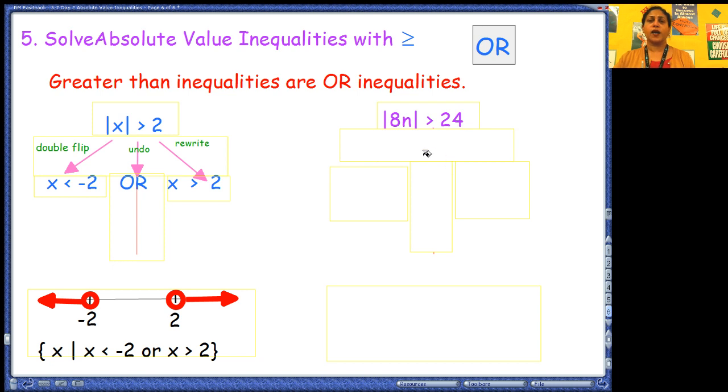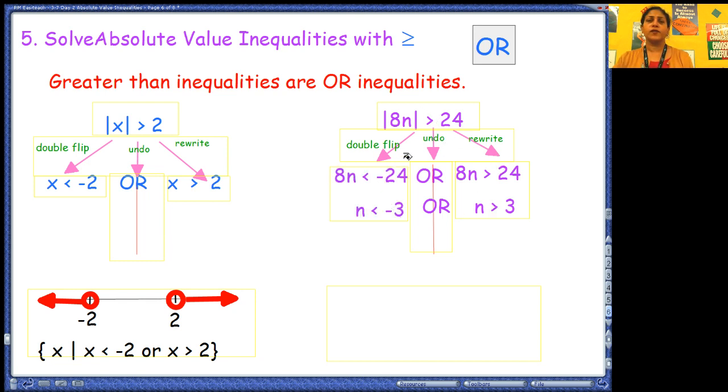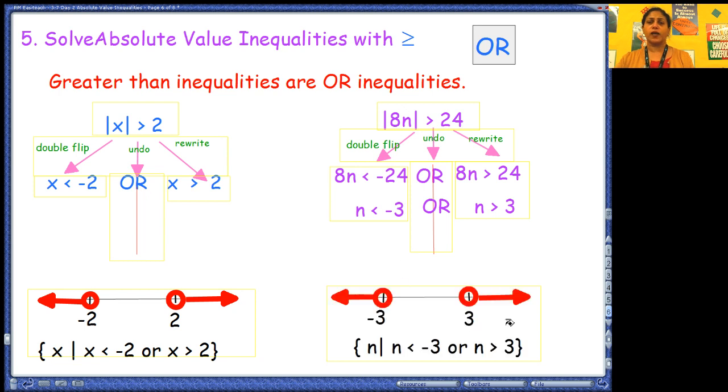Here again, we're going to make sure you have isolated the absolute value. Again, greater than means or. Please put a line in between. On the right side, you rewrite the inequality. On the left side, you double flip. You switch the sign of the inequality as well as the number itself. And turns out that n is either less than -3 or more than +3. And this is your solution set.